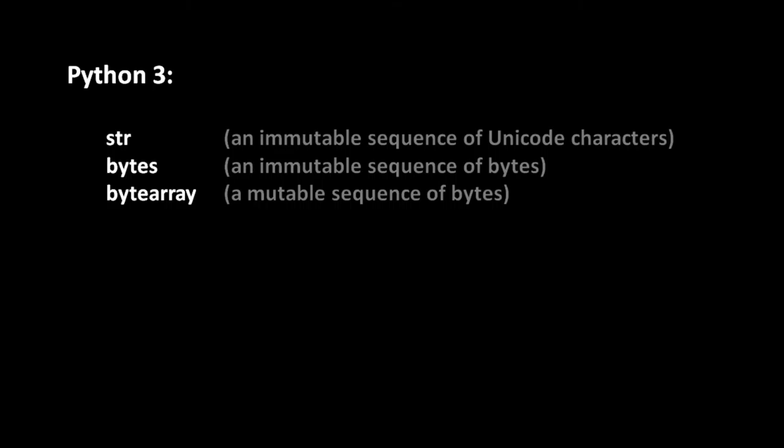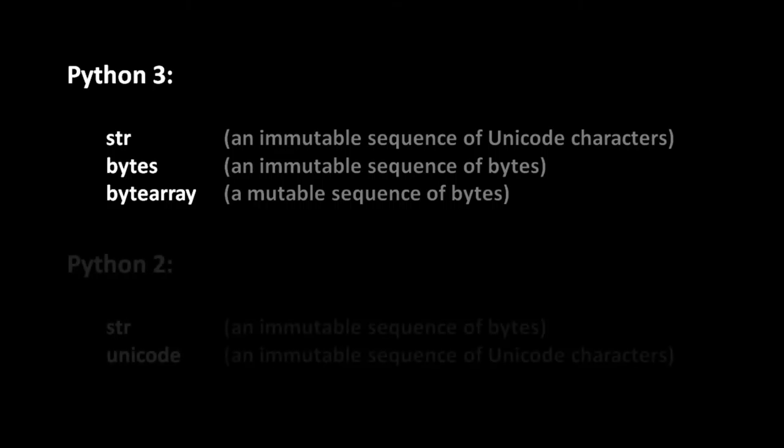So it's very important to get this straight, the distinction between string objects, which are sequences of Unicode characters, and bytes objects and bytearray objects, which are sequences of bytes. It's very easy to get confused about these differences because when we read and write strings from files, the strings in the file are represented as a sequence of bytes, so there's some encoding involved.